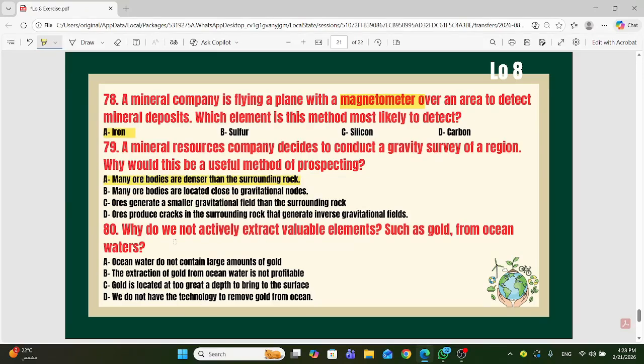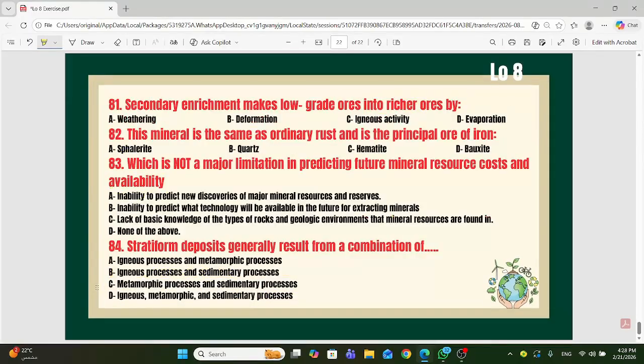Why do we not actively extract valuable elements such as gold from water? Because we said that the extraction of gold from water isn't profitable. Secondary enrichment makes low-grade ore into richer ore by weathering, or deforming, or deformation, or igneous activity, or evaporation?